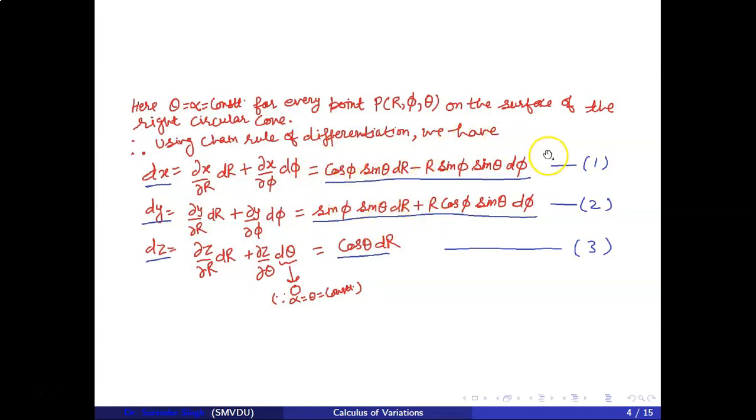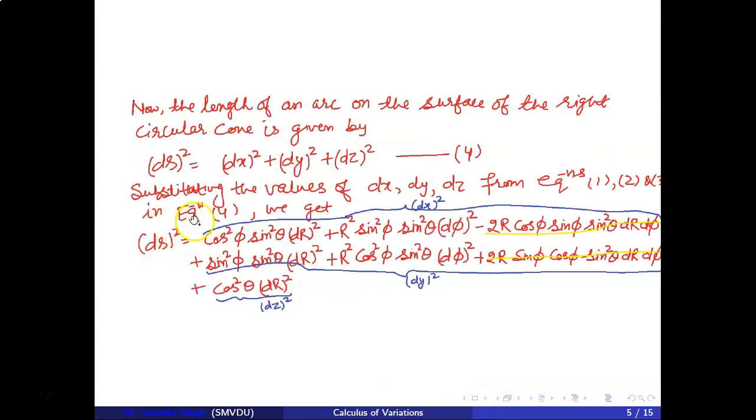When you square dx, that means a square plus b square minus 2ab. Similarly, dy square means the square of this, again using the formula a square plus b square plus 2ab. And similarly here the square of this. So consequently, the value of ds square becomes this. This whole part represents dx square, the second row represents dy square, and the third one is dz square. Now you see these two are equal parts, so these will be striked out. This is negative and this is positive. These will be striked out, and we are left with this part.